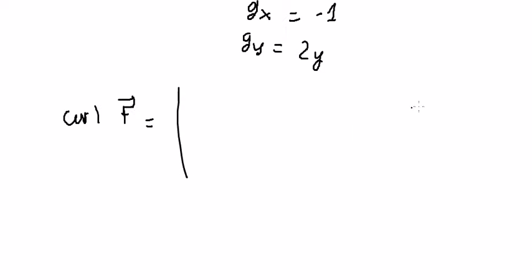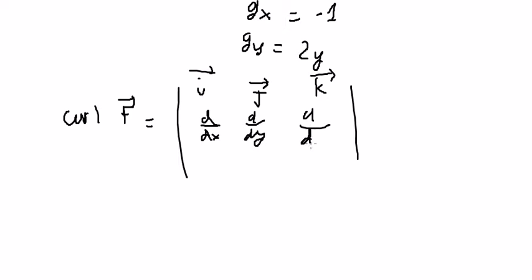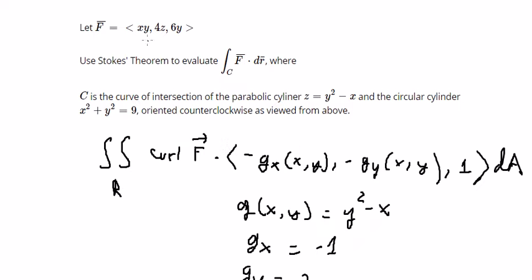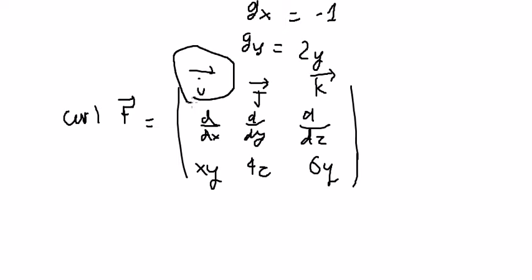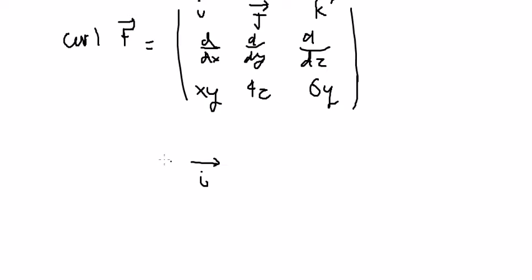That should be about the matrix i, j, and k. So we have d over dx, d over dy, and d over dz, and we have P, Q, and R in here. So we put x, y for z and 6y. Now we go to vector i in here. So that should be about the matrix, about this one in here.